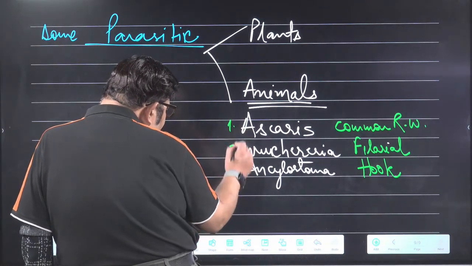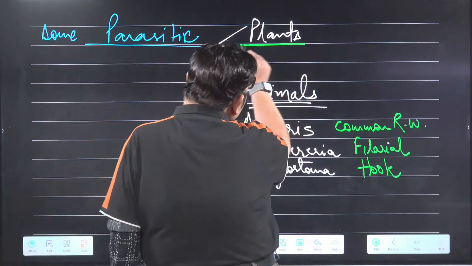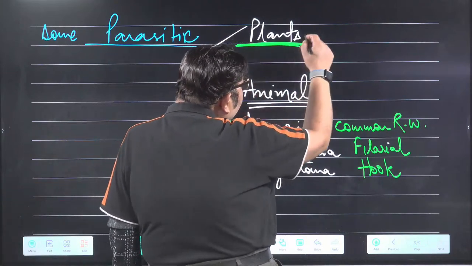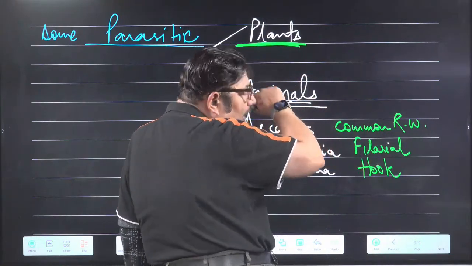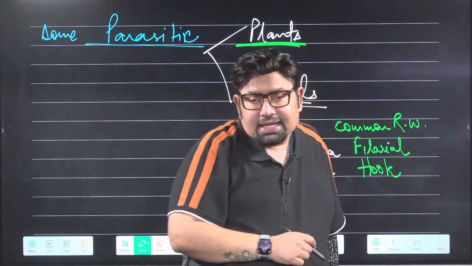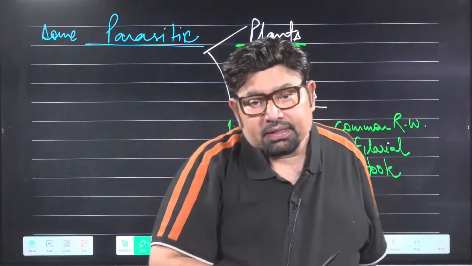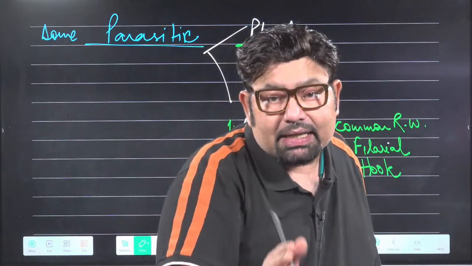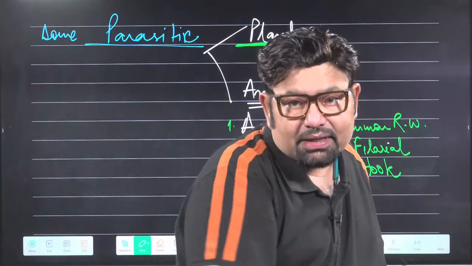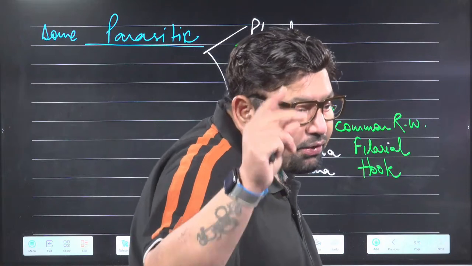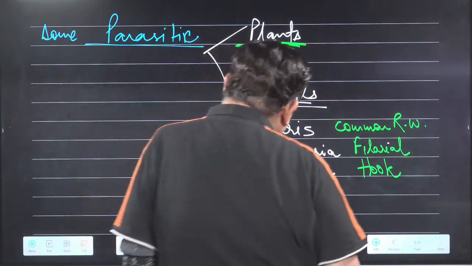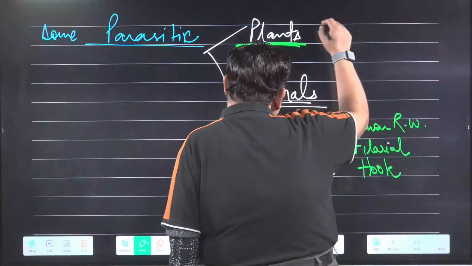We can also cite one example from plants. I'll give you a hint: it is a root parasite on the tobacco plant. It is a roundworm, an animal parasitizing a plant. The animal is not dependent on it, it is harming the plant, so it is a parasite. Yes, Preeti, the answer is correct. First time Preeti has typed the correct answer.